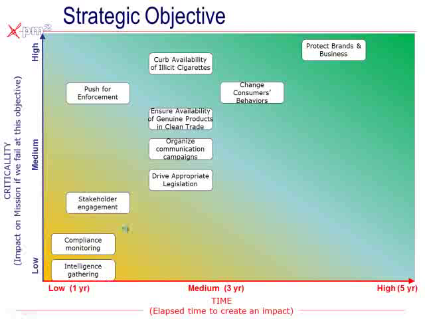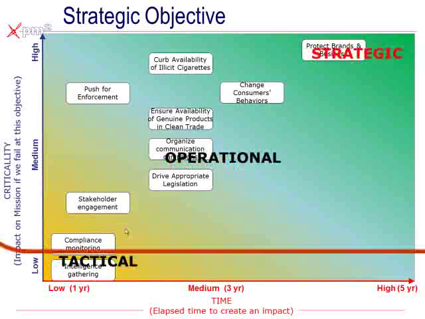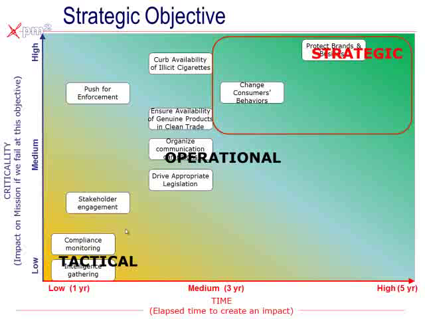So again, what we should be able to do is now take a look at these objectives and understand that it's not a hard science, but generally, these ones in the bottom left are more tactical. These ones are more operational, and therefore might appear on, say, a cascaded strategy map inside of a region or a department. And these ones in the top right over here, these are the more strategic ones.